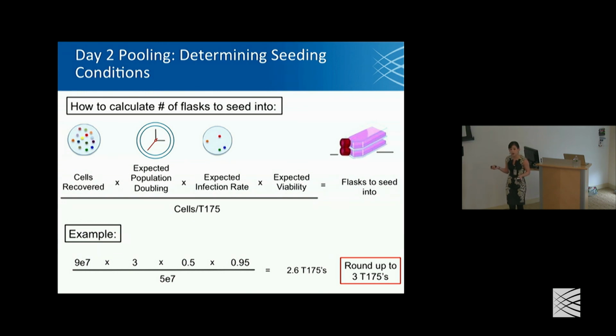So to calculate your number of flasks to seed into, you're going to take your cells recovered, multiply that by your expected population doubling, your expected infection rate and your expected viability. Divide that by your cells per T175. So we're expecting 50% infection rate and 95% viability, and we know that we can fit 50 million cells. We're going to get 2.6 T175s. And again, you can't seed 0.6 T175s, so we're going to take all our cells and seed them equally into 3 T175s instead.